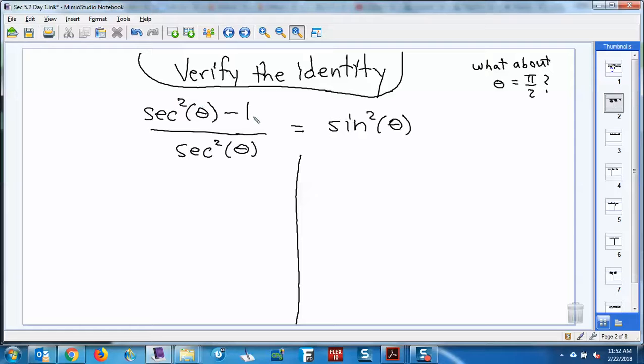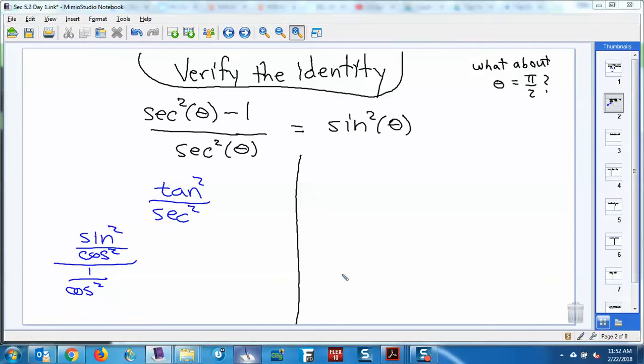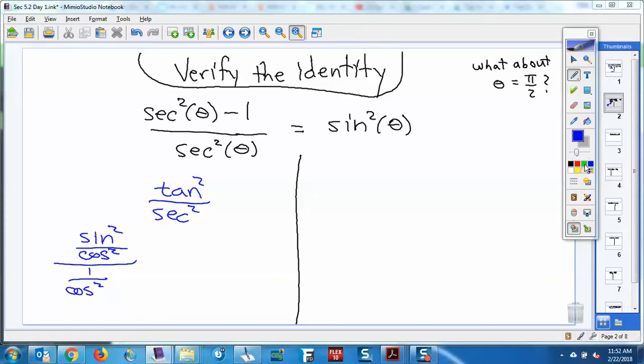Well, what's secant squared minus 1? Tangent squared. So a person might start off doing this, right? And then what could we do from there? How about sines and cosines? So we can do sine squared over cosine squared all over, and then secant squared would be 1 over cosine squared. So this seems familiar, stuff we've done. And then what do we do when we get something like that? We flip it. We take the bottom and we flip it.